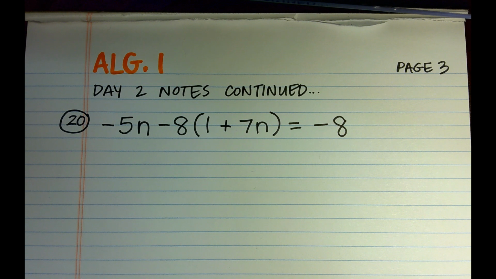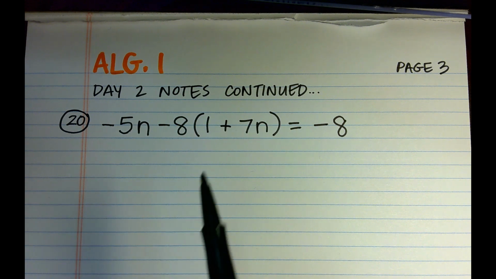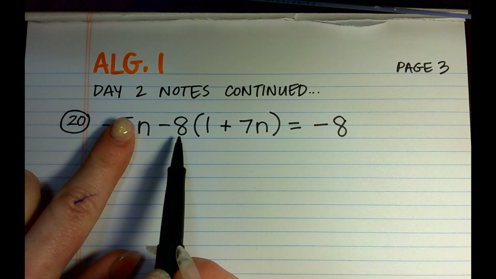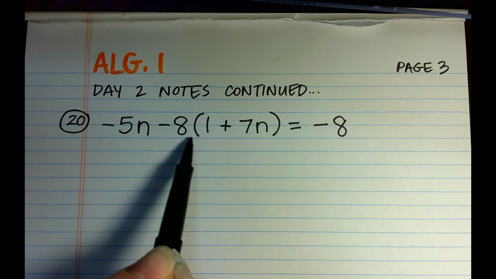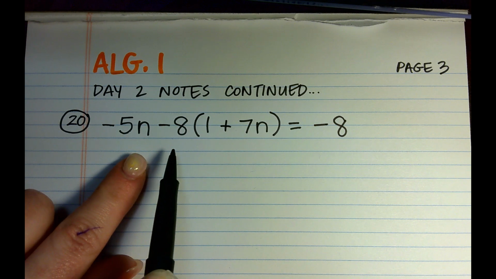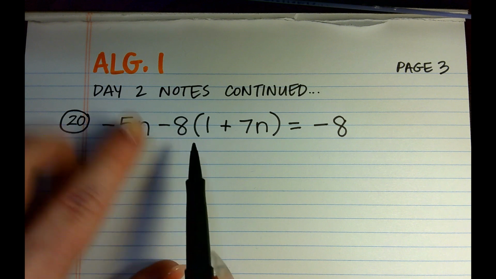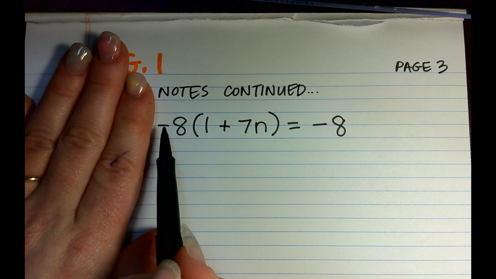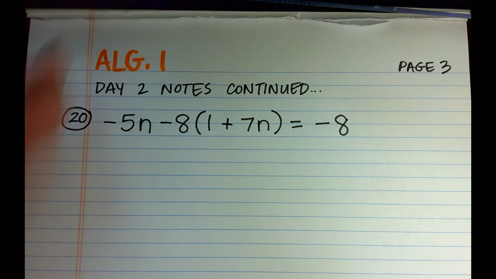What do you think we need to do first? Distribution. We are going to do distribution first. We need to get rid of the parentheses. So what is being distributed? The 8, and the 1 and then plus the 7n. Yes, so we are using 8, but more specifically, since it's negative 8, anytime that we are distributing, we want to make sure we include the sign, which is always going to be to the left of the number.